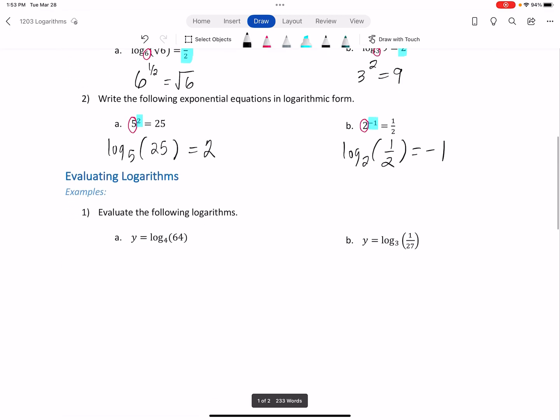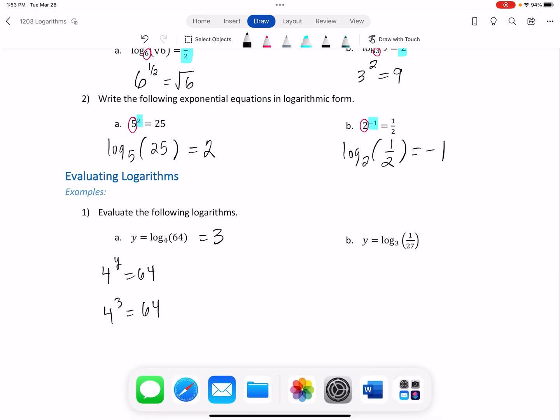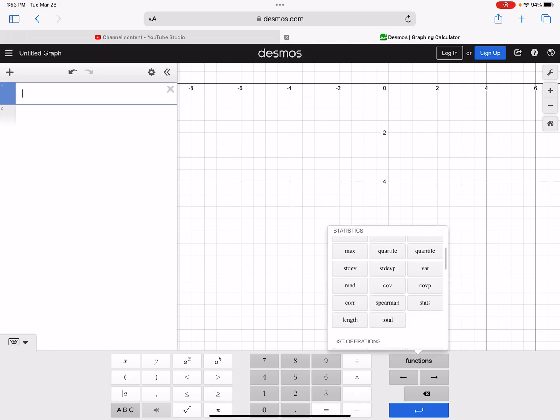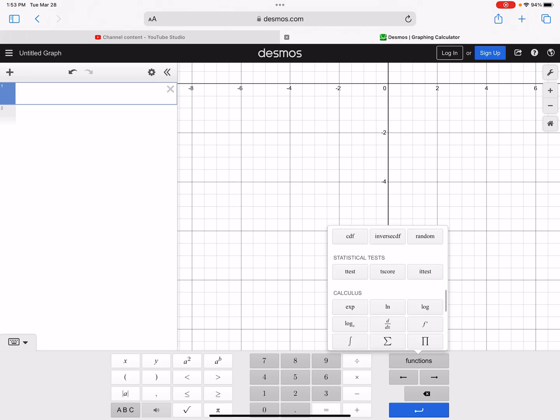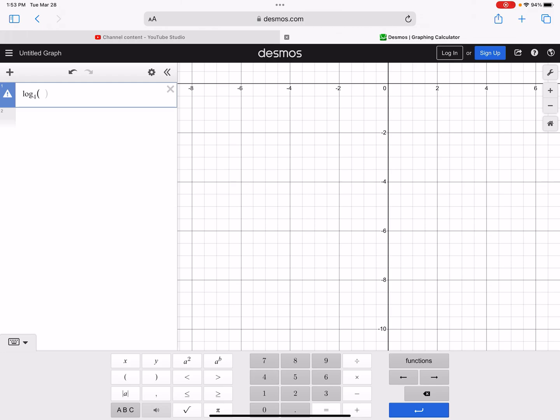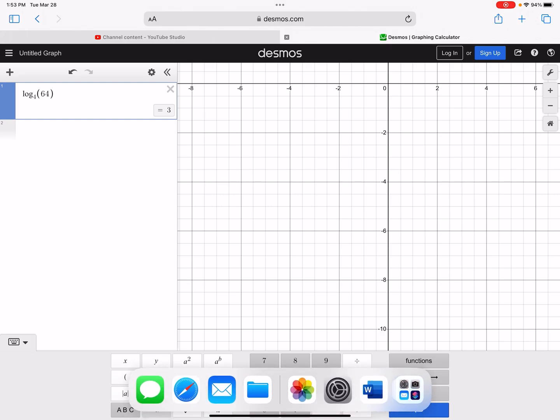So how can I evaluate logarithms? If you want to find y, you rewrite this as 4 to the y equals 64 and say, what number do you have to put in there to get 64? Well, I know that 4 to the 3rd is 64, so this is going to be 3. The other option is you can just put this in your calculator, log base 4 of 64. Go to your calculator, go to functions, look for the one that says log base. Log base 4 of 64 spits out 3. So log base 4 of 64 is 3.